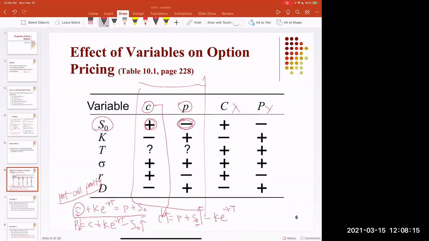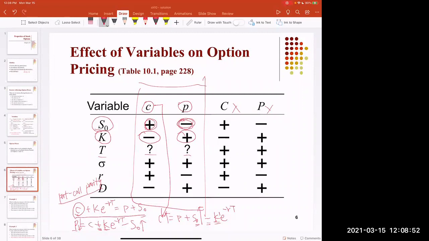So the book will show you in detail the relationship, why it is positive, why it is negative. I just give an example here. Give one more example, K, the strike price. For the call price, when K increases, because here it's negative, it is negatively correlated to the call price. That's why negative. And K with the put price, you see the sign in front of K is positive. So K increases, P increases. That's why positive. But T is uncertain, could be positive, could be negative.